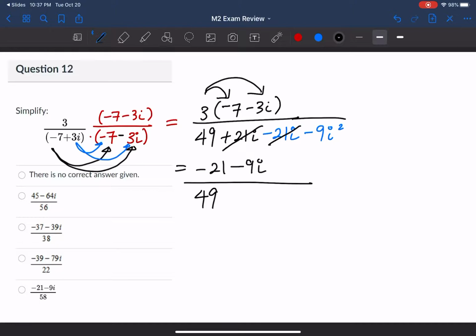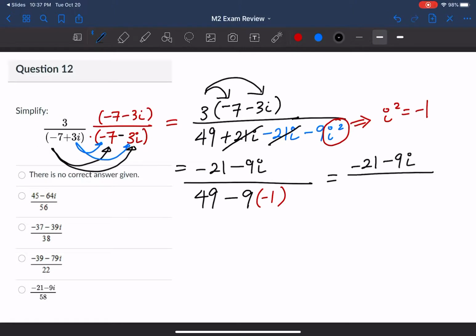This cancels. And negative 9. Guys, remember i squared equals negative 1. So instead of i squared, you are going to put negative 1. So this becomes negative 21 minus 9i all over 49 plus 9, which is 58.